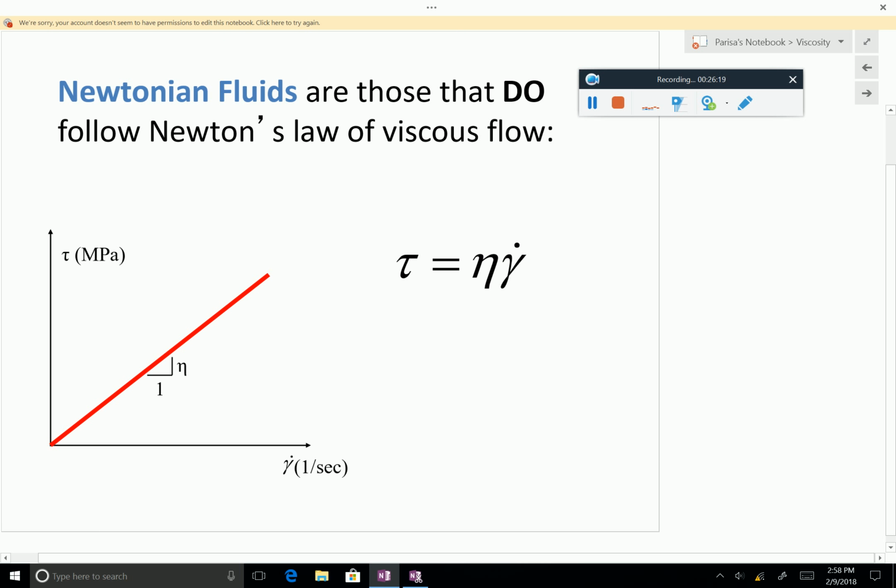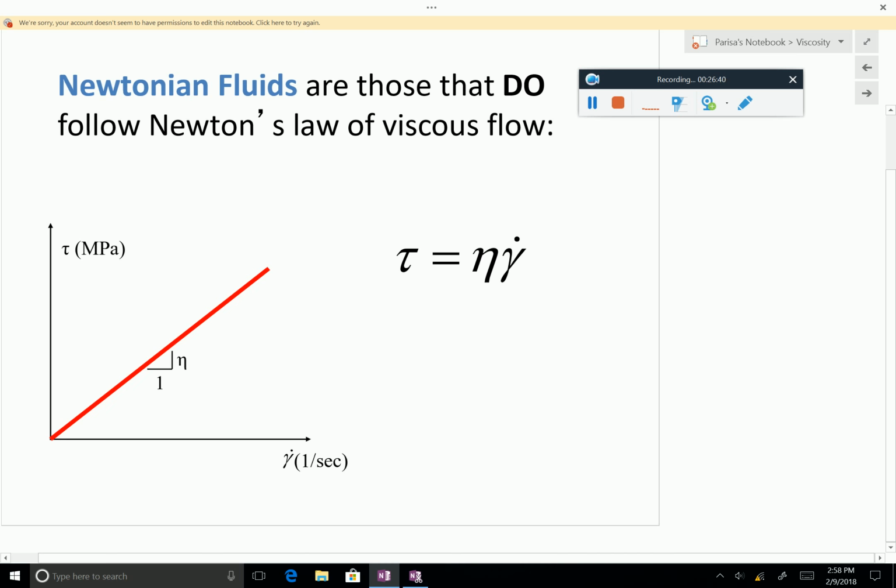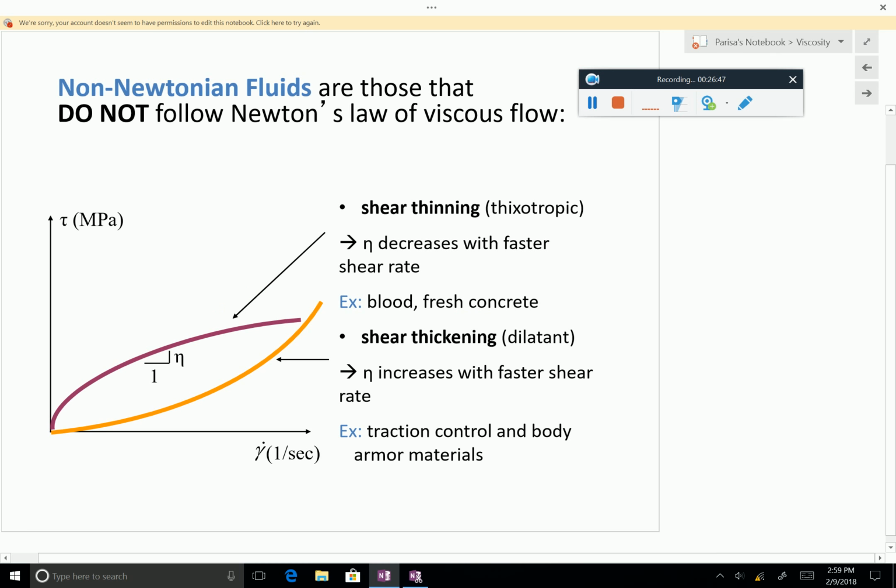Okay. Now, so far, we talked about Newtonian fluids, where stress was proportional to a strain rate, and we call this proportionality viscosity. Now, there are the real materials that we work with, they're not that simple.